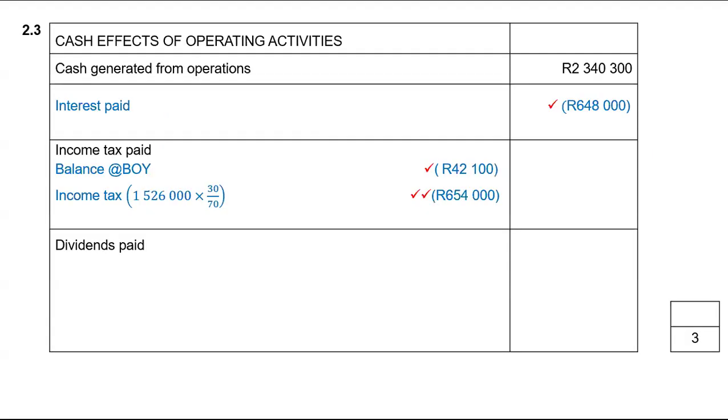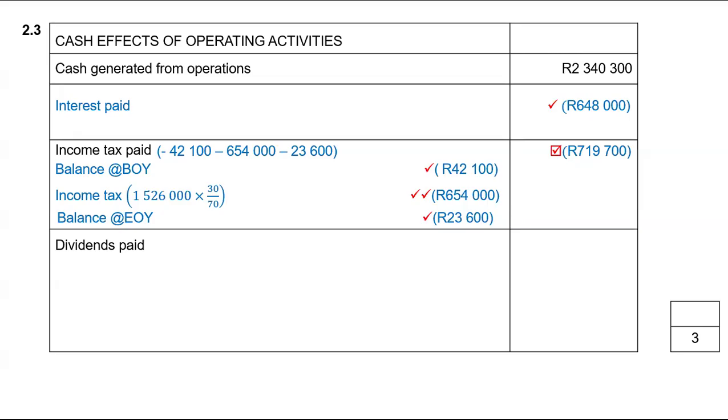All right. So I'm going to show it with brackets. And then to get my tax paid, you just have to add everything up there. So it's minus 43,100 minus 654,000 minus 23,600. It'll give me my income tax paid of 719,700.